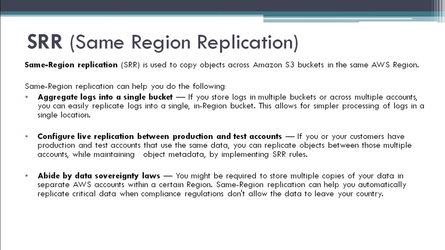So if you have a compliance requirement that your data should not leave your country, but you want multiple copies of your data, you can replicate your data from one bucket to another bucket, maybe in the same account or maybe in a different account, but in the same region. You can set this rule with the help of SRR, and you can meet the compliance requirement that your data should not leave your country.